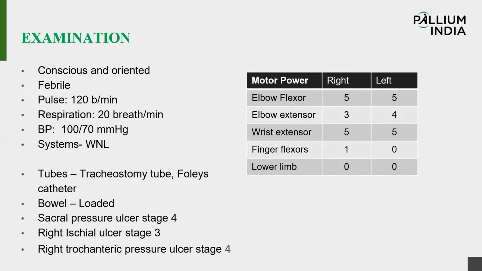So her muscle power in the upper limb: elbow flexors was normal. Elbow extensors, one side was 3 and the left side was 4. Wrist extensors was 5 out of 5. Finger flexors, only on the right side, she had only a flicker of movement, and in the lower limb, there was no power.